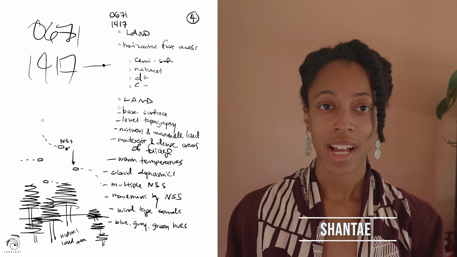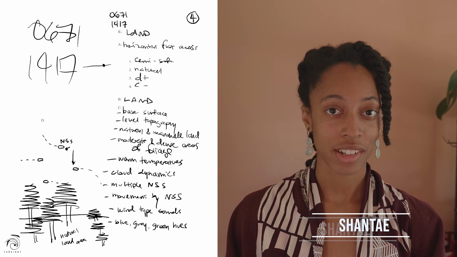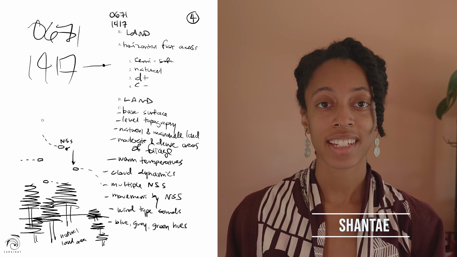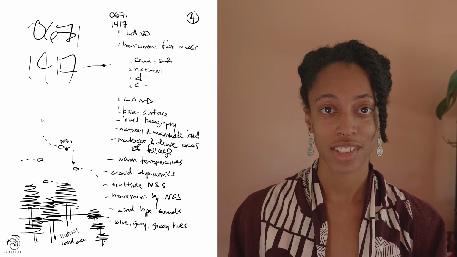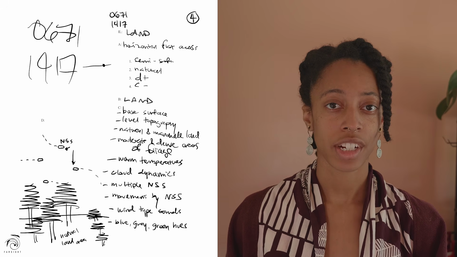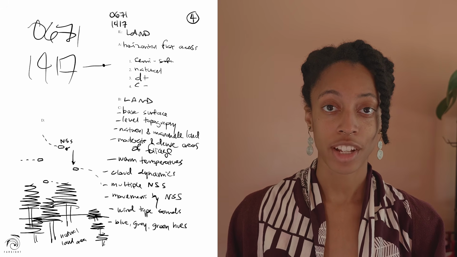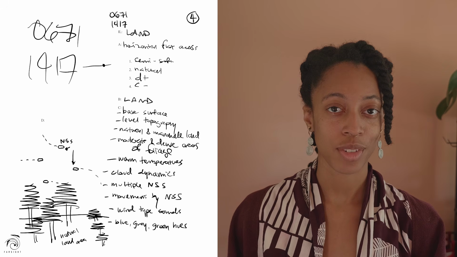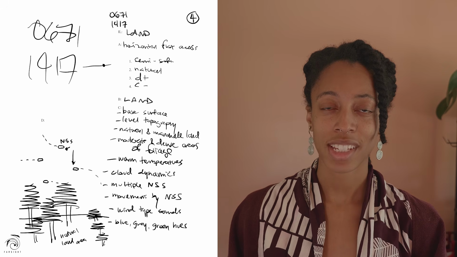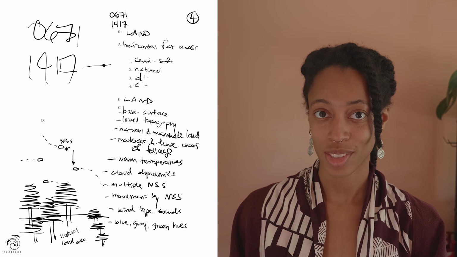For my first visual, I have a base surface, level topography, natural and man-made land, and moderate to dense areas of foliage. There are warm temperatures here, cloud dynamics, multiple non-surface structures, movement by non-surface structures, wind-type sounds, and I have blue, gray, and green hues.